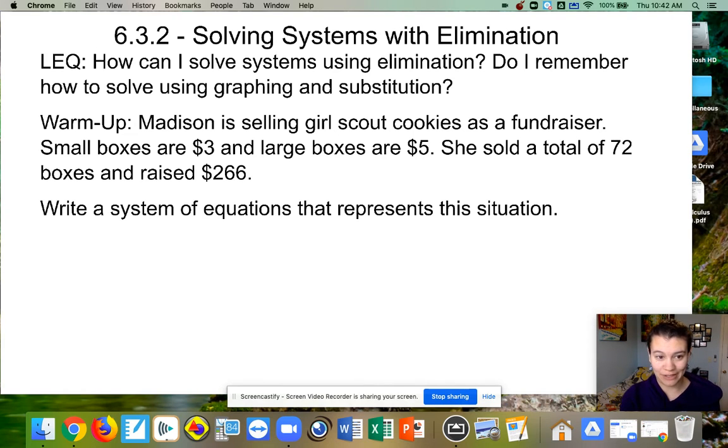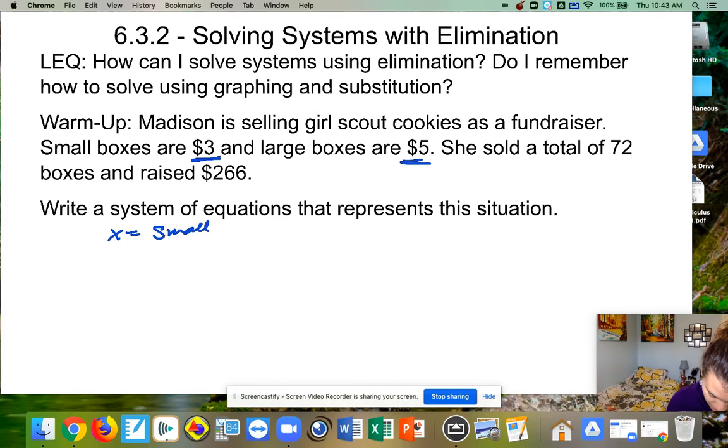All right, so we're going to keep solving by elimination. As a warm-up, write the system of equations that represents this situation. Okay, so Madison is selling Girl Scout cookies. Small boxes are $3 and large boxes are $5. So we have to say what our variables are first. I'm going to say x is the small boxes and y is the big.